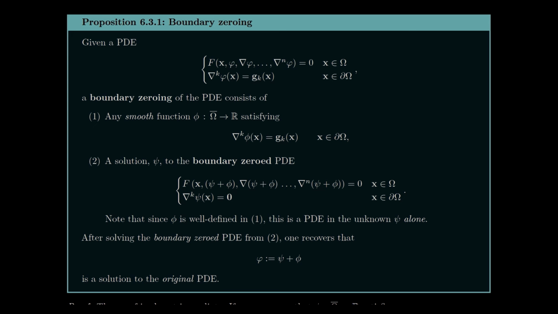I don't know if there's actually a definition and name for this out in the world. It's used all the time. I don't really think it has a name. So I'm going to give it a name, calling it boundary zeroing. Makes a lot of sense. What we do is we can somehow force the boundary to be 0. How do we do that? A boundary zeroing of the PDE consists of, first, a smooth function phi on the domain of the PDE, for which I'm already satisfying the boundary conditions. Okay, so phi satisfies boundary conditions, but doesn't care about the PDE itself.